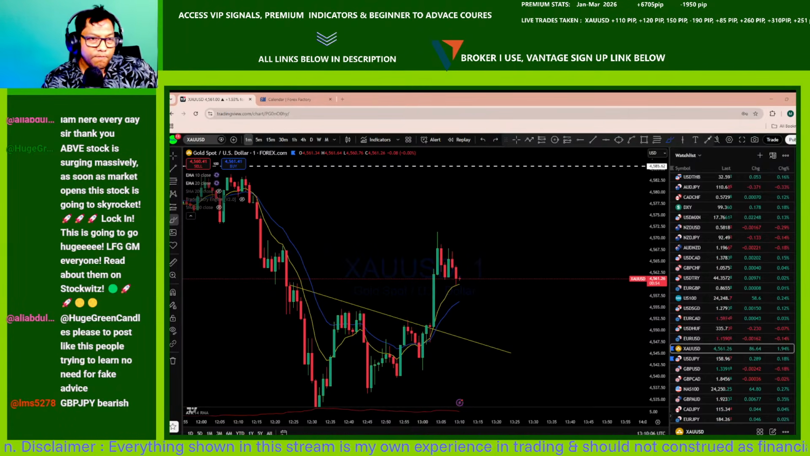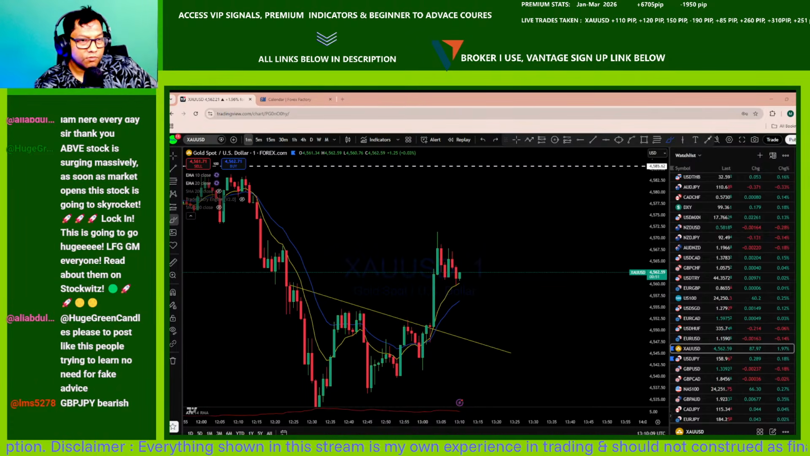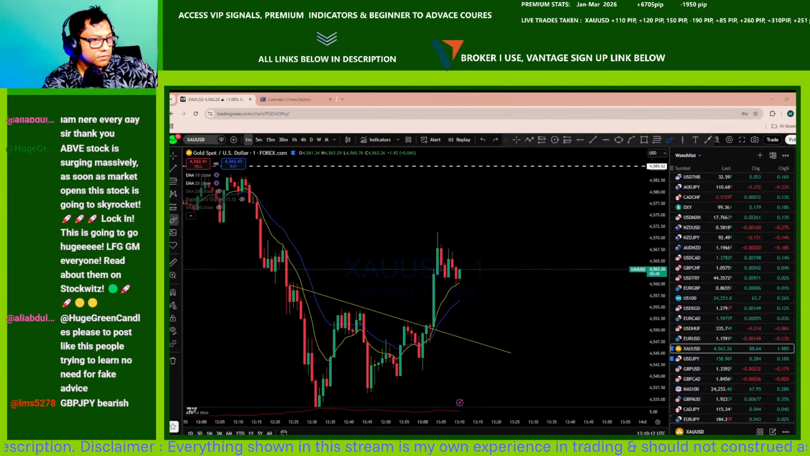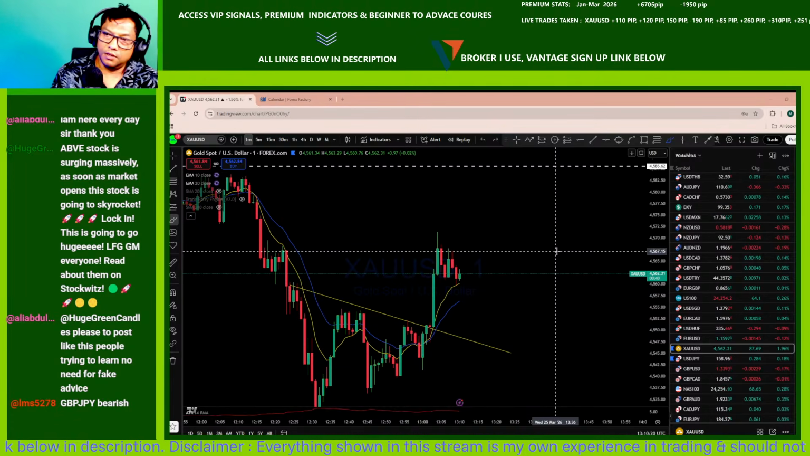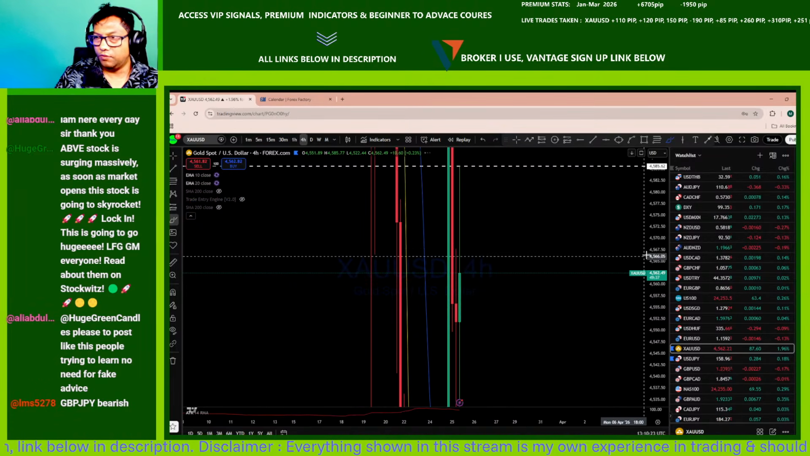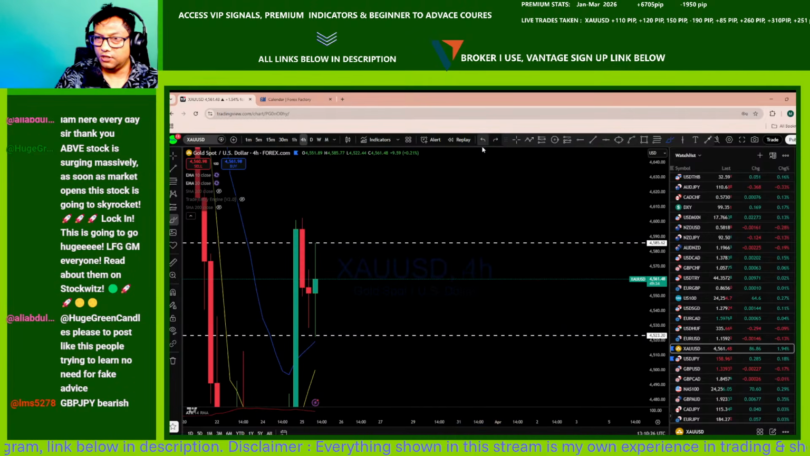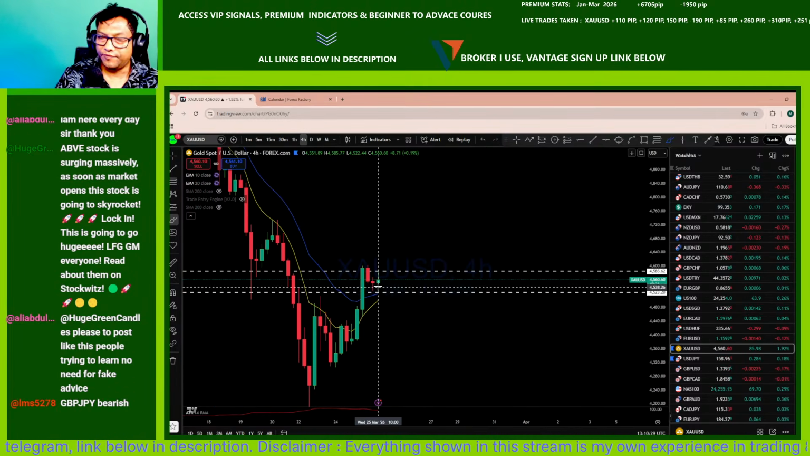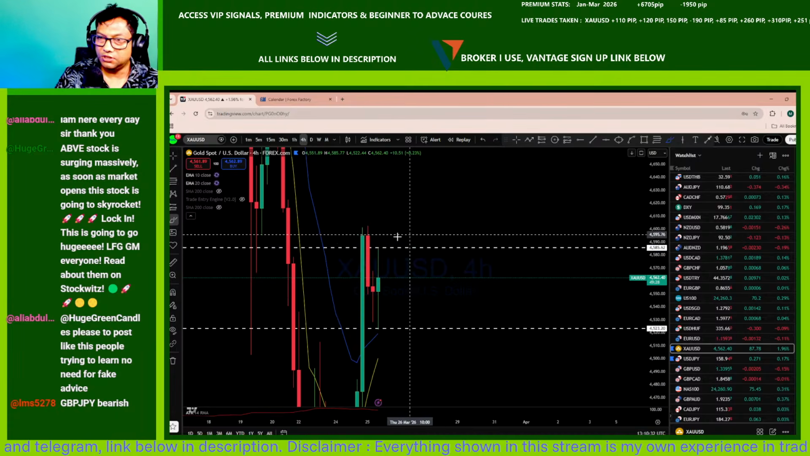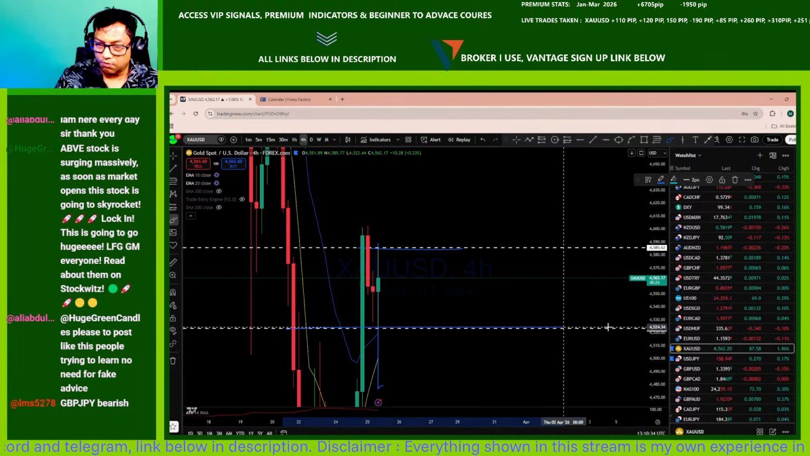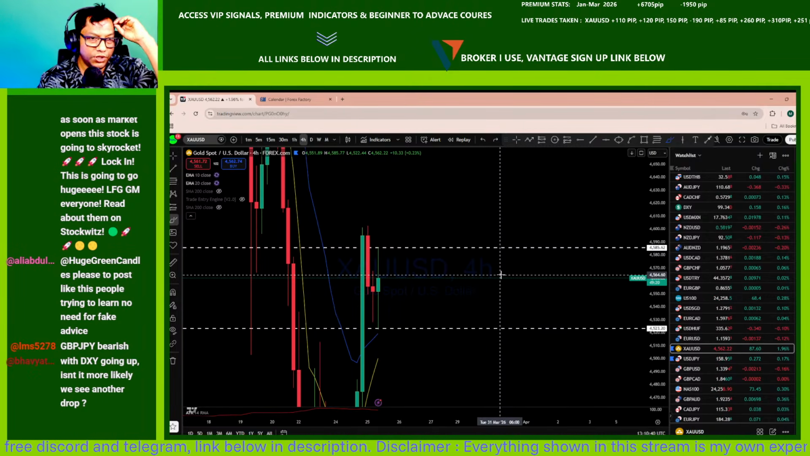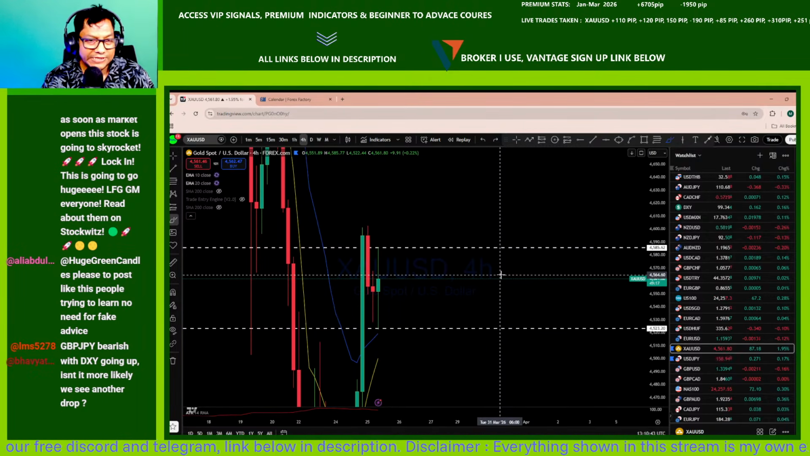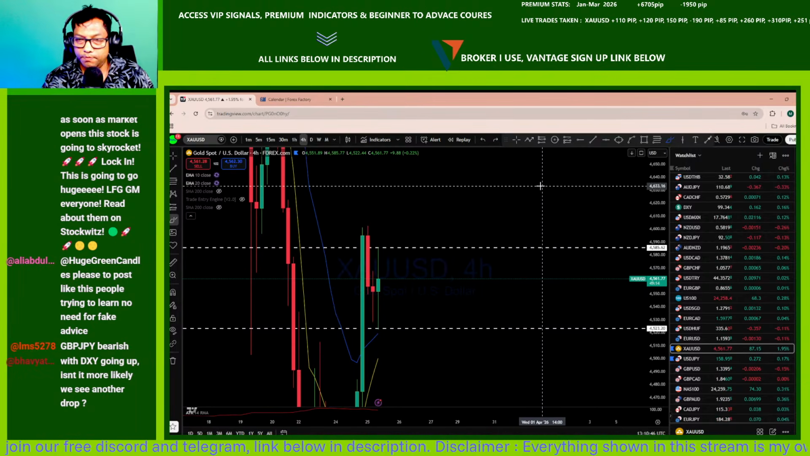GBP JPY is up. Okay, what's happening? From the intraday, from the 4-hour, after the previous session's narrow doji, this session the market has gone up, rejected back below, broken the low, and now it's going up again. So with DXY going up, isn't it more likely we see another drop?